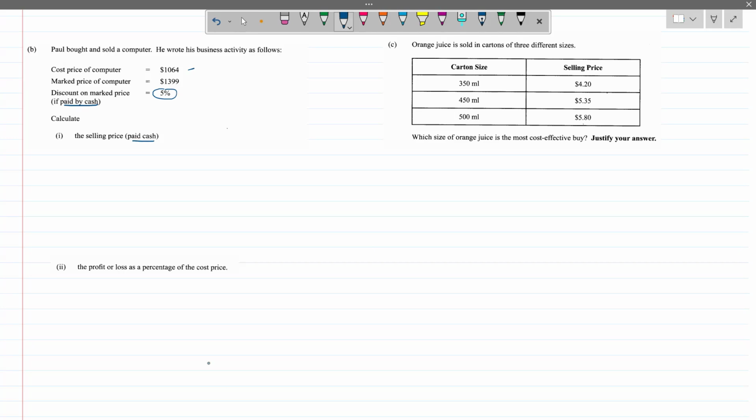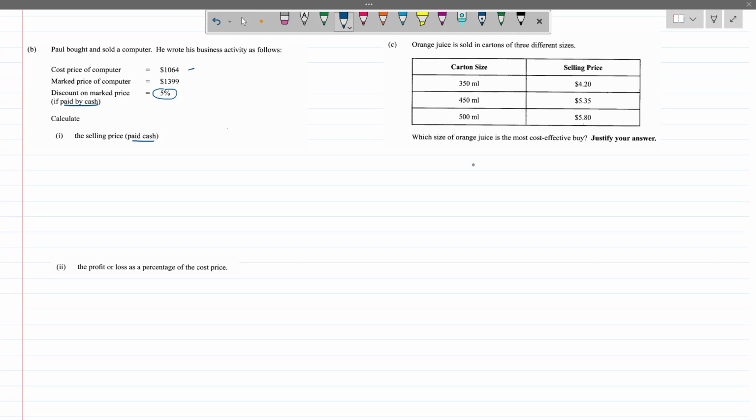If you're getting a discount of 5%, we have our cost price of the computer being 1,064, the mark price of the computer being 1,399. So this is what you would sell it for. If you pay by cash, you're getting a 5% discount, right? So they want us to calculate the selling price when we pay by cash.